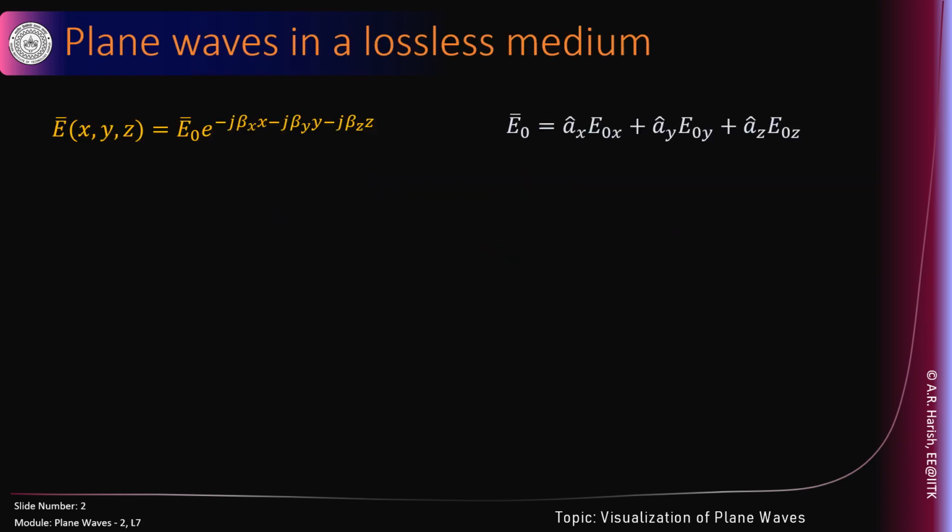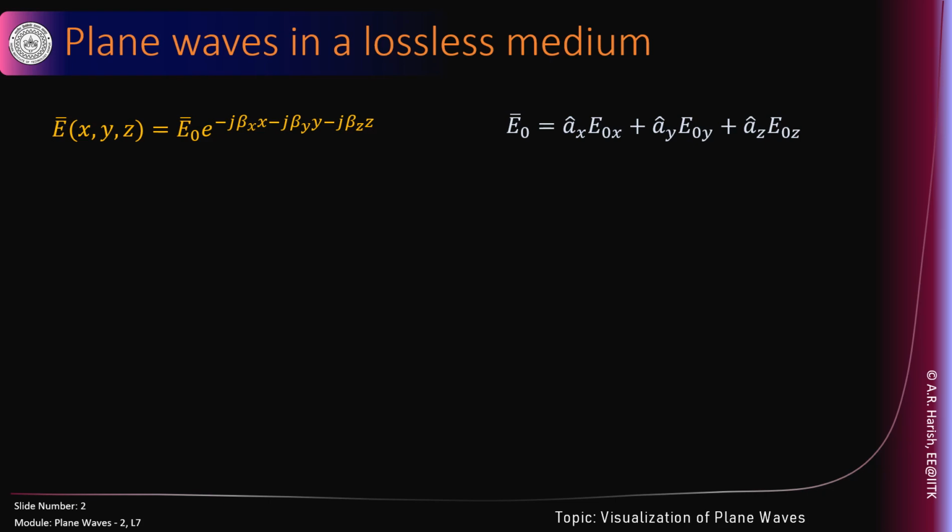So let's consider the plane wave given by this equation: E naught bar e to the power of minus j beta x x minus j beta y y minus j beta z z. This is a wave propagating in space in some arbitrary direction and has electric field oriented in a particular arbitrary direction, but they're orthogonal to each other, that we know. Now we ask the next question, how do we visualize this?